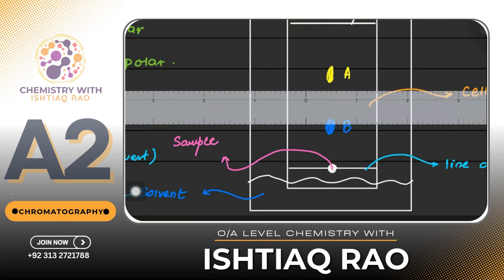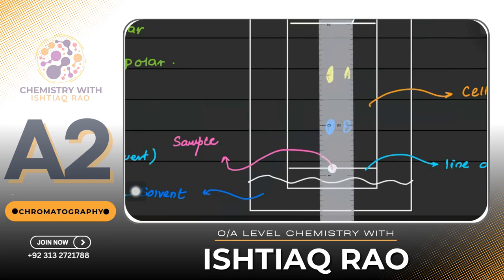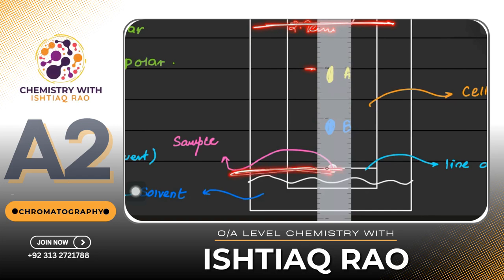Okay. Then I can say it's going to be 0, then 1, 2, 3, 4, 5, 6, 7, 8, 9, 10. This is 2, and this is going to be 2.9 centimeter. Isn't it? The distance of the solvent front from this line, the baseline, is going to be 2.9 centimeter. So what is 2.9? It's the distance traveled by the solvent.